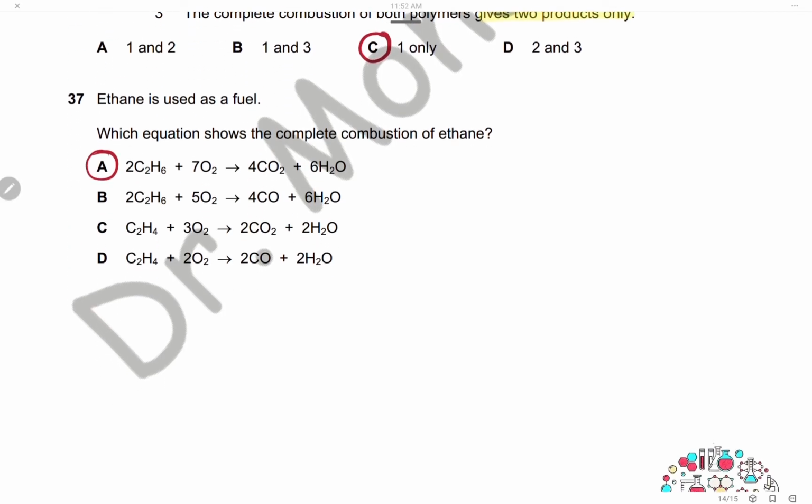Question 37. Ethane is used as a fuel. Which equation shows the complete combustion of ethane? Ethane is C2H6, reacting with oxygen to produce carbon dioxide and water, and here we have to balance the equation. We have to check the balance of all the statements. The only correct equation is A, so the answer is A.